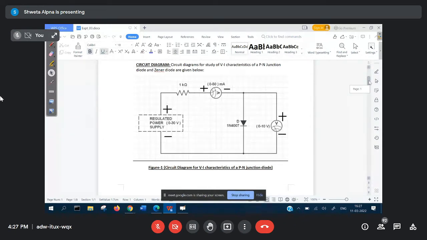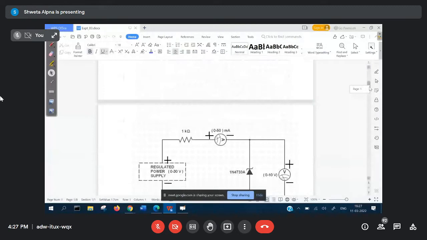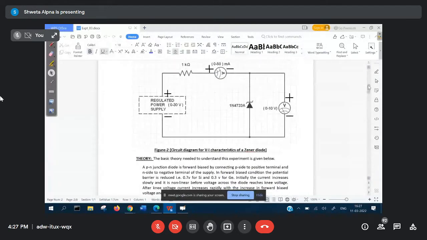Is it clear? PN junction diode, all of you? Yes, ma'am. Okay. Now let us discuss the Zener diode.